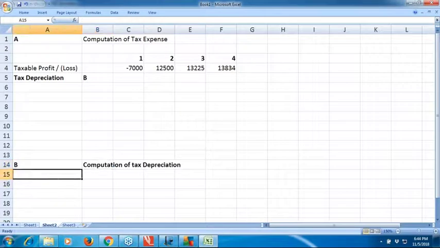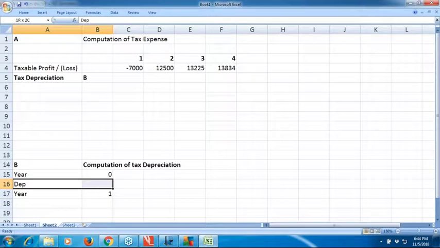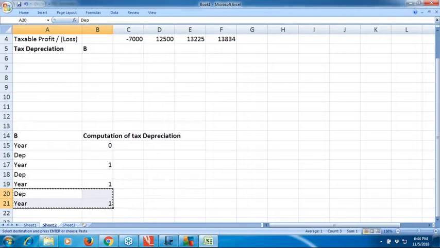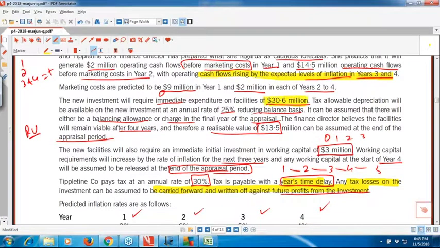Now, the tax depreciation is going to be computed like this. This is year zero, this is the depreciation. Then this is year one, then there is this depreciation, and then year two, year three, and year four. Now let's talk. In year one, we will have the original investment as 30,600. Where do we get this 30,600 from? We are being told that the investment would immediately be 30.6 million.